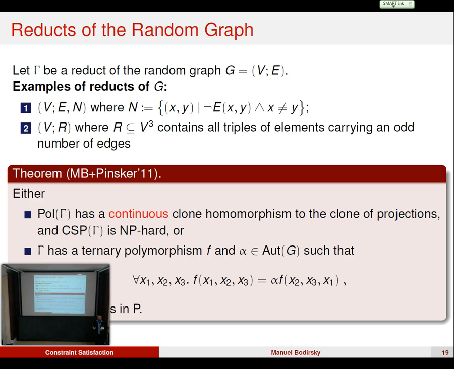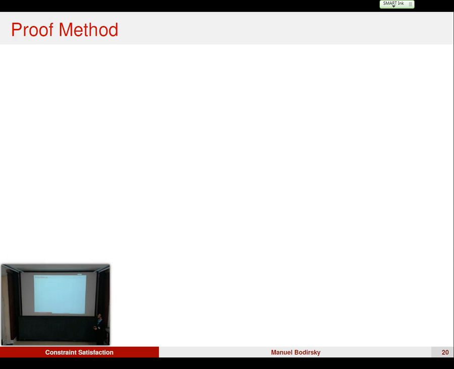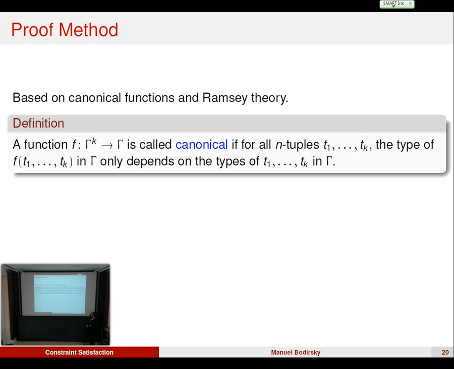And now one could ask, can't you come up with a general conjecture that would work for all omega categorical structures? Can't you have such a dichotomy for all? And for this, I have to explain a little bit the proof method, to see how far this would go. How far could we push this? And this is the connection to Ramsey theory I mentioned. So the proof method is based on canonical functions and Ramsey theory.